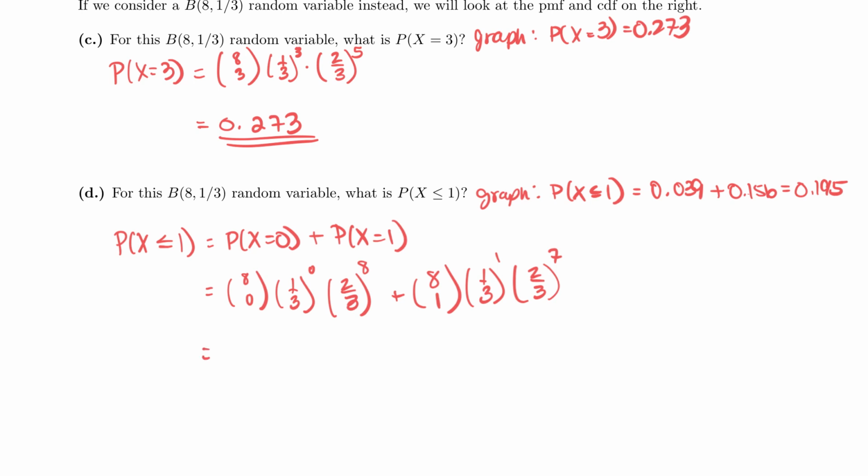And when we do this, we find that we get 0.039 plus 0.156, which should look awfully familiar. This ends up being our 0.195.